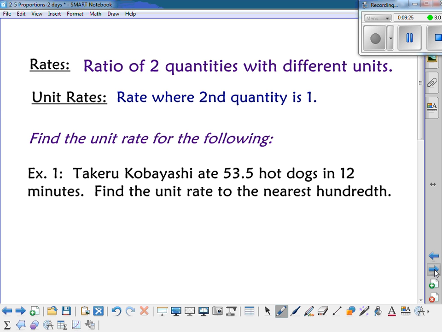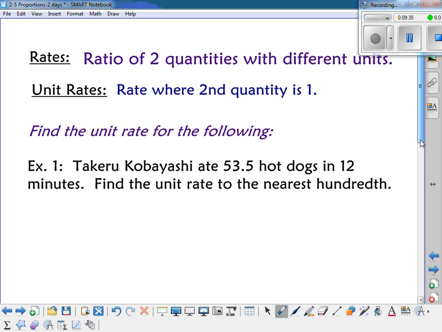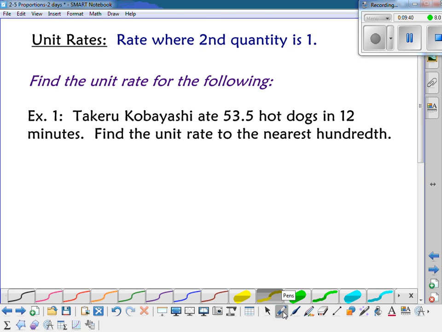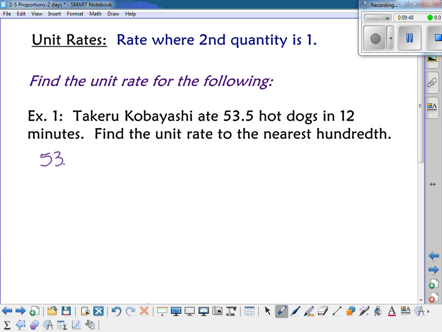Okay, so we're going to find the unit rate for the following problem. Example 1 says that Takeru Kobayashi ate 53.5 hot dogs in 12 minutes, and we're going to find the unit rate to the nearest hundredth. So what that means is that I want to know how many hot dogs he could eat in 1 minute. So we've got 53.5 hot dogs over 12 minutes. And I want to know how many hot dogs he's going to do in 1 minute.